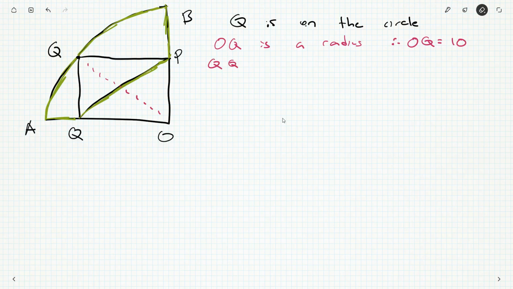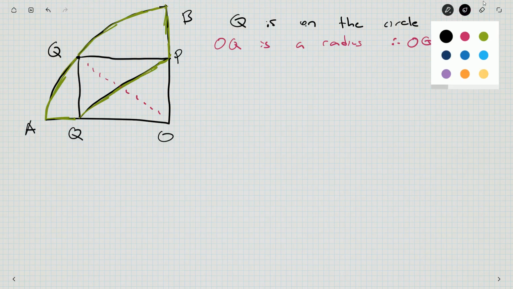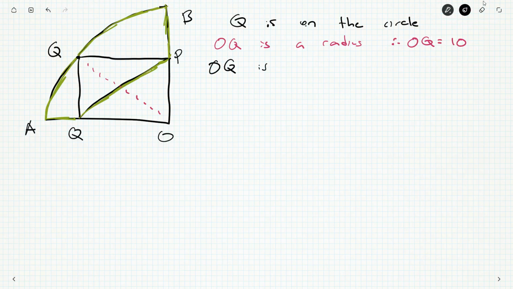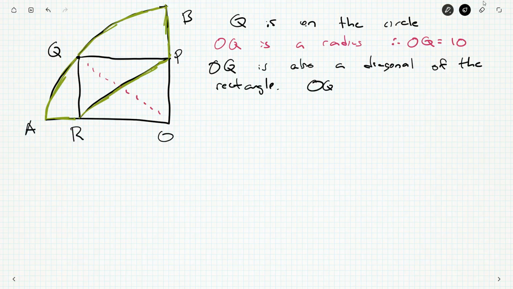I just wrote QQ. Now we want OQ. It's also a diagonal of the rectangle. Well, diagonals of rectangles are equal. I don't know why this is a Q down here either. I've got so many Qs. Gotta love Q, the 17th letter of the alphabet. All right, so OQ is equal to PR. So PR is 10.